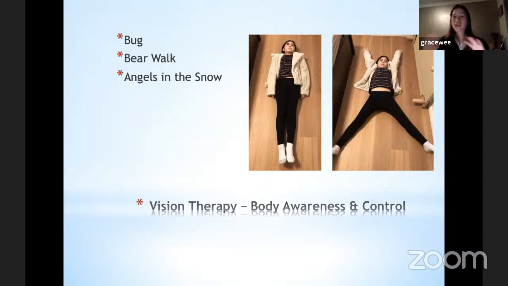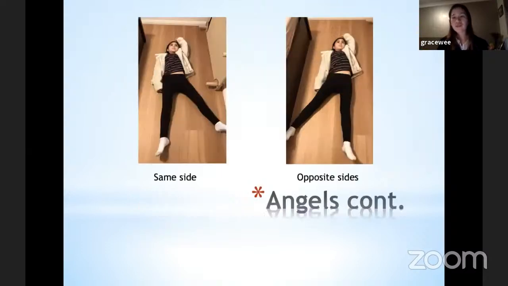So now you can make angels in the snow. Now I want you to only move your right hand. Okay, move your right hand. Now move your left leg. Moving your left leg. See whether they can isolate these movements or not. If you want to level up a little bit more, then you can use same side, so right arm and right leg at the same time, and see whether they can do left arm and left leg at the same time.